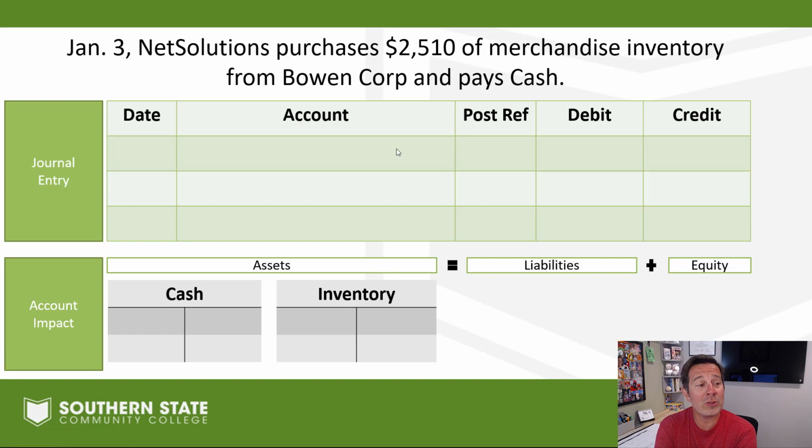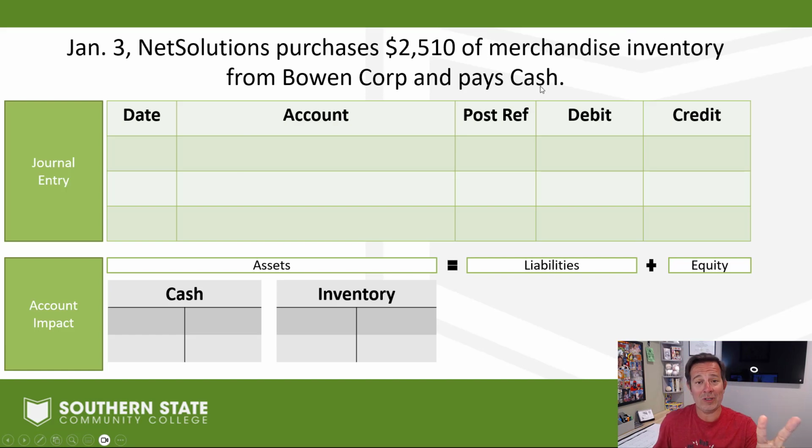January 3rd, we're going to assume Net Solutions bought $2,510 of that good merchandise inventory from Bowen Corp. And they paid cash. And so we talked about how to analyze transactions. Your first step: what accounts are in play here? What is even going on? Well, we have two accounts. We have an inventory account and we have a cash account.